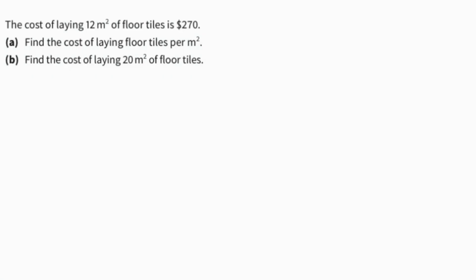Hello everyone, welcome to this problem where we are given the cost of laying 12 meters square, which is $270. For part A, find the cost of laying the tiles per meter. This term simply means how much for 1 meter square.